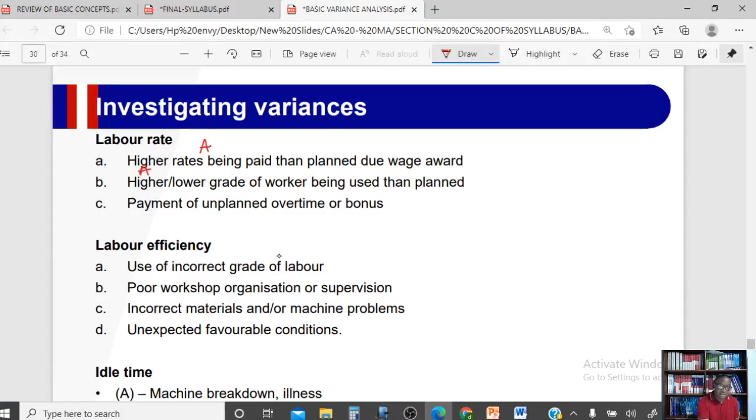Lower grade, we are likely to pay less, and so favorable. Payment of unplanned overtime, making the total, because this is based on actual hours paid, not used, and then unplanned overtime or bonus leading to adverse as well. So efficiency, incorrect grade of labor. So poor substitute or cheap labor, efficiency can be more, and so poor grade, for example, will lead to adverse, and so on and so forth. Poor workshop organization of provision, incorrect materials can affect the efficiency as well. It means that they will take more time to work on it if the material is poor. So these are things you need to look into within the scenario to be able to talk about that.